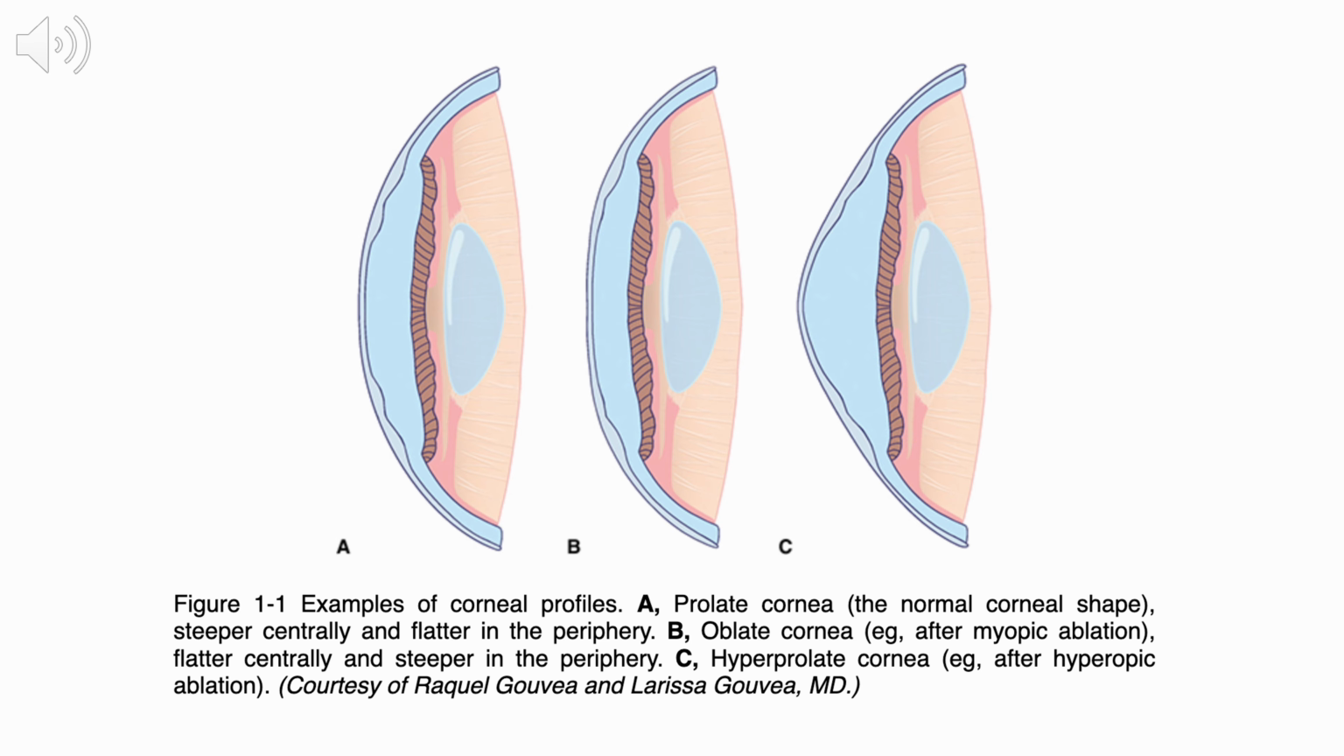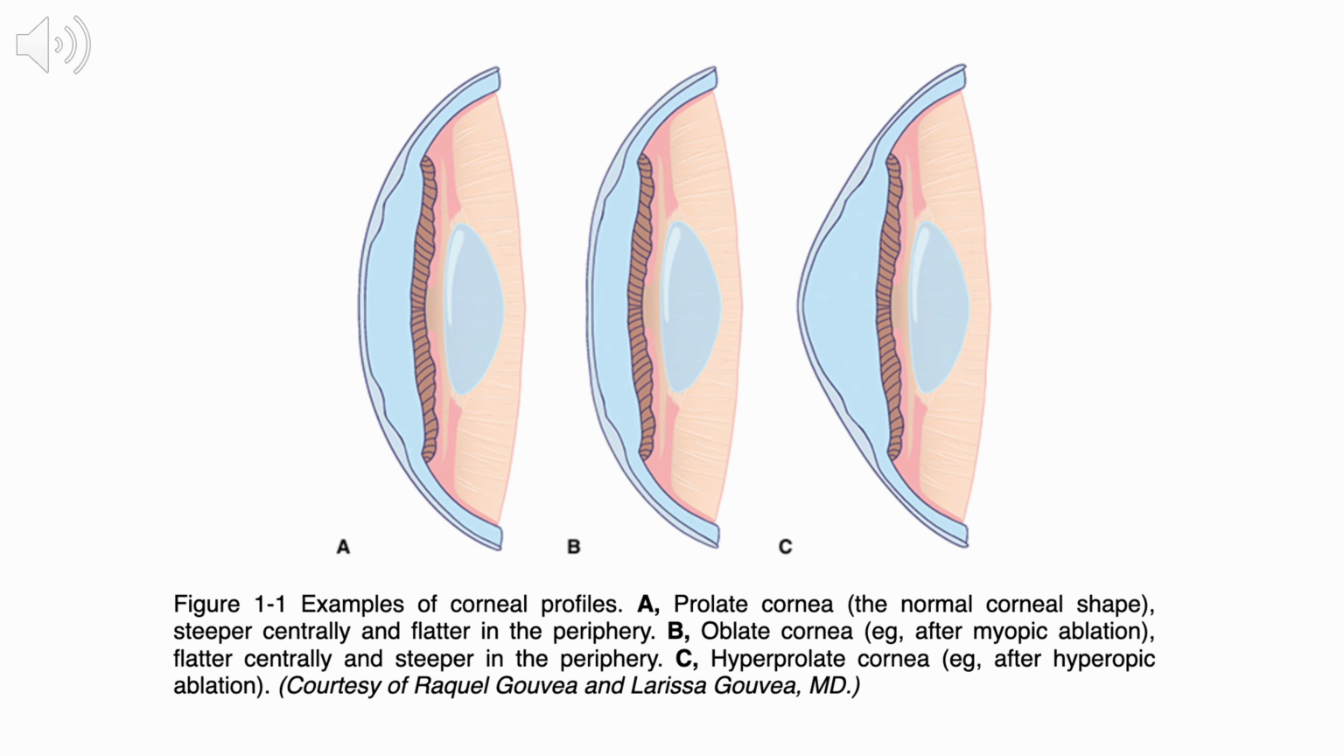On the left is the prolate cornea, which represents the normal corneal shape. In this configuration, the cornea is steeper centrally and gradually flattens toward the periphery, which is optically efficient and minimizes aberrations. In the middle is the oblate cornea, which is commonly seen after myopic ablation. Here, the central cornea becomes flatter, while the peripheral cornea is relatively steeper. This shift in shape helps correct myopia, but can also be associated with increased higher-order aberrations if not carefully controlled.